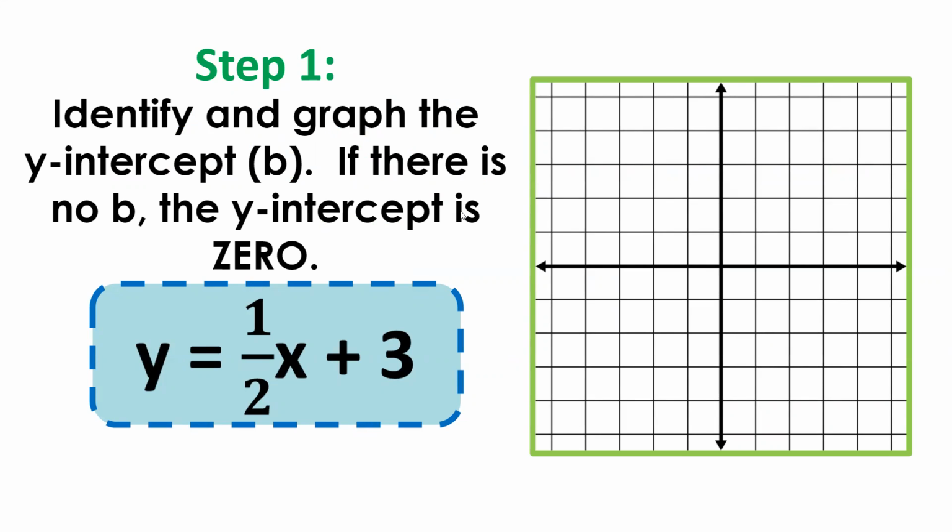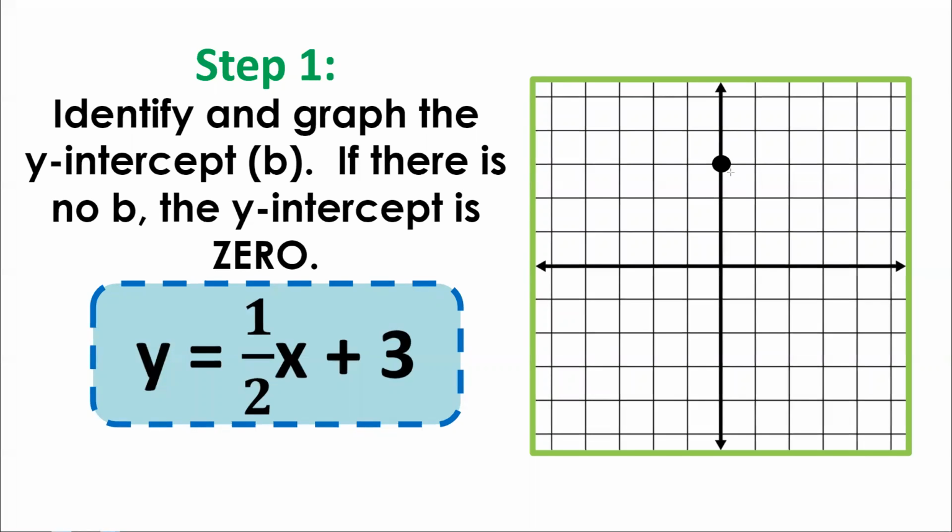Step number 1 is to identify and graph the y-intercept, which is our b. If there's no b, the y-intercept is going to be 0. So if this wasn't here, we would start right there. But we have a positive 3. So on our y-axis, I'm going to go to positive 3. And then we have a slope of up 1, right 2. So I'm going to go up 1, right 2.